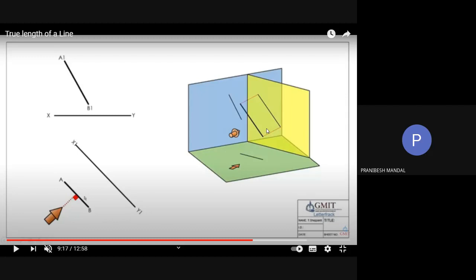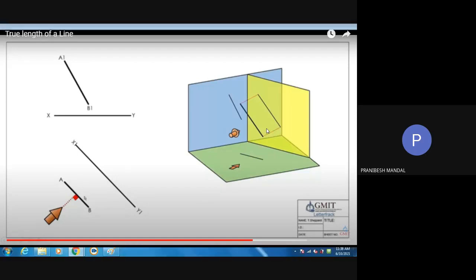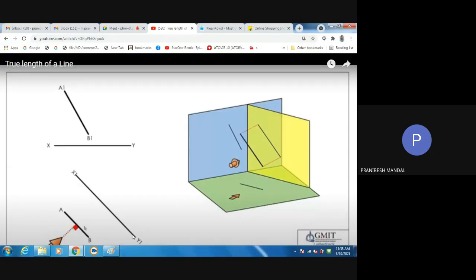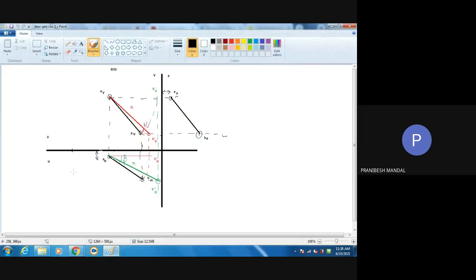Okay. So this is what I was looking for. So I can get the true length and the angle alpha in this particular method also, instead of our known revolution method. Can I say this?